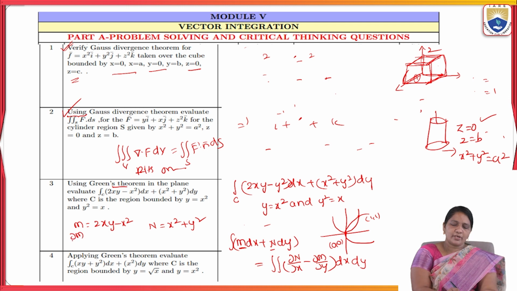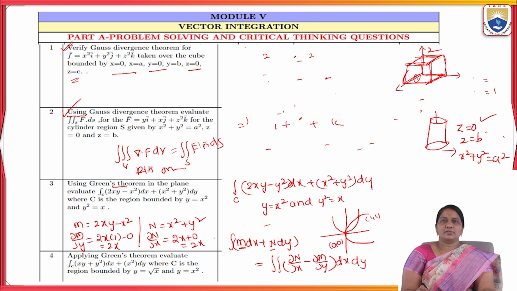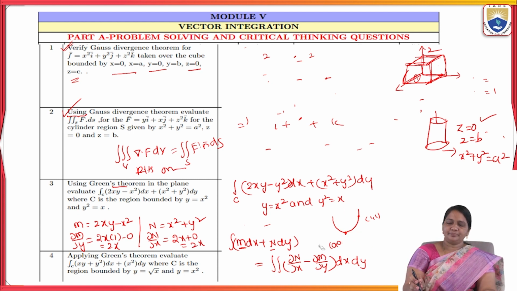So dou m by dou y. With respect to y, we are doing here 2x, y is 1. So x square is 0. So finally this value is 2x. And now we are calculating dou n by dou x. This is 2x plus 0. So finally this is 2x. Now we are going to replace here.